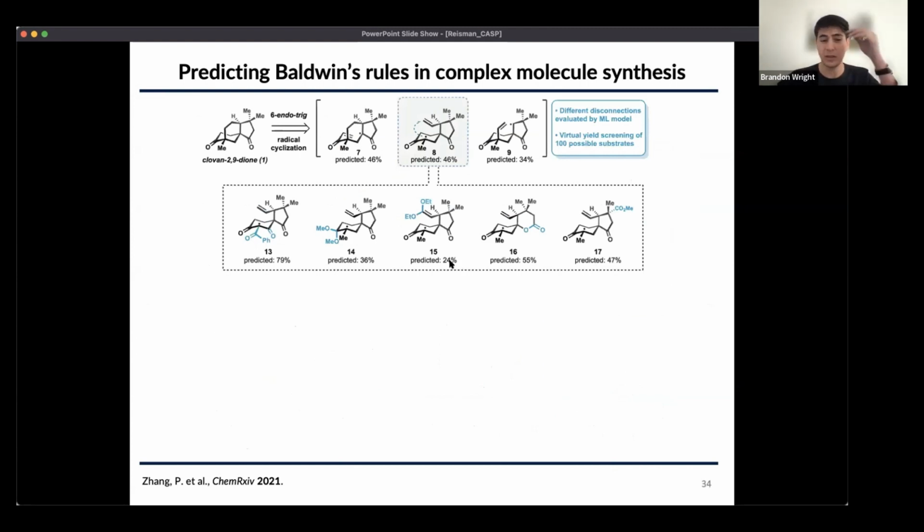And so once they had this model in hand, they then started to apply this by pre-screening all of these possible precursors and sort of predicting what the yield might be. So here you can sort of see that, okay, this disconnection is predicted to have about a 46% yield if we tried to run this in the lab. And then they sort of enumerated all of the structural modifications you might make to this along the way in trying to optimize that process.